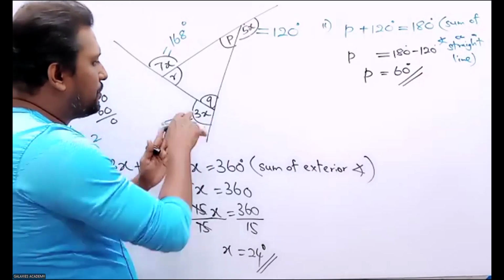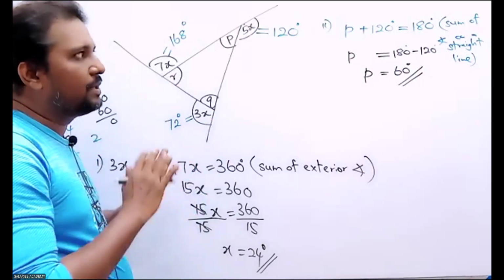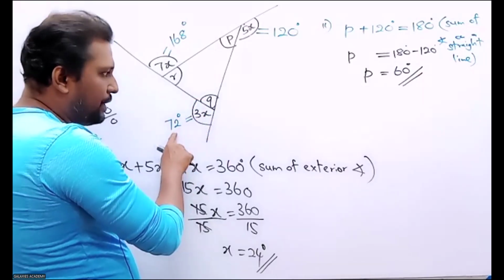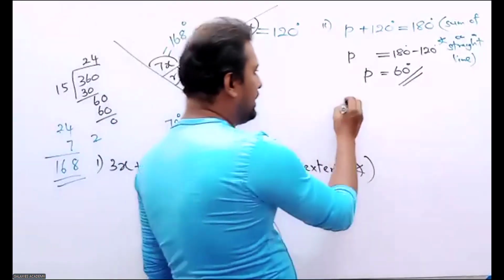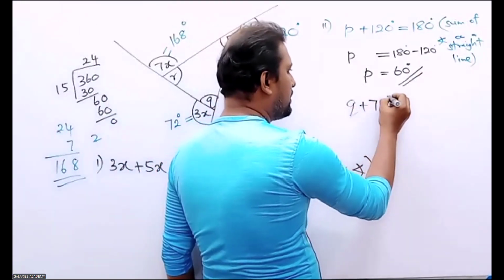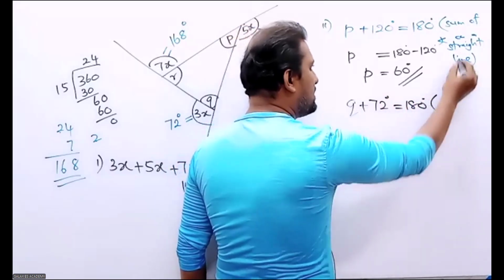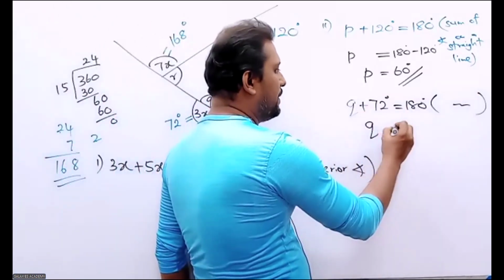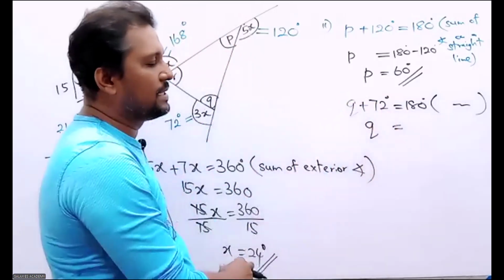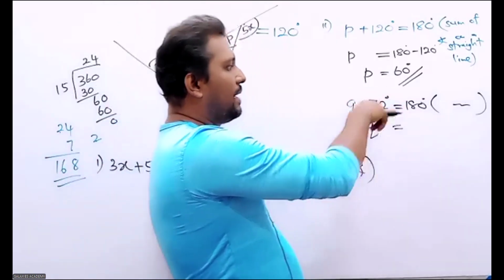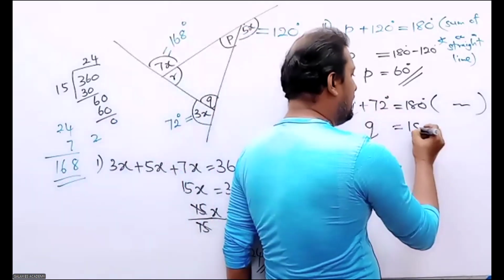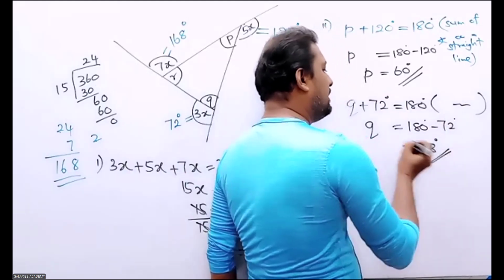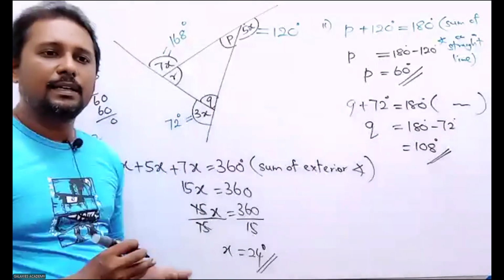In this same way we can find the values of Q and R separately. So let me come here. Q plus 3x. 3x means 72. So Q plus 72 equals 180. Same reason. Then you can solve this one. Q equals, this plus 72 minus 72 cancel. 180 minus 72. The answer is 108 degrees. Q equals 108 degrees.